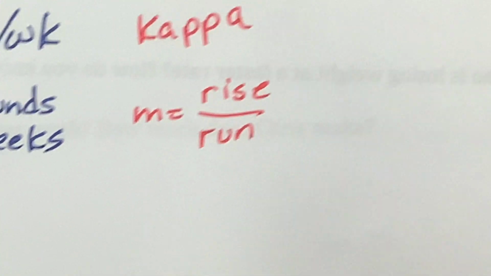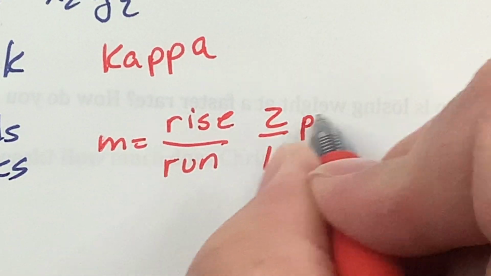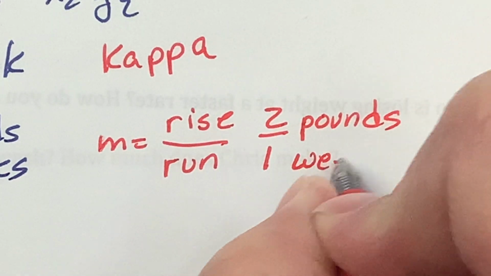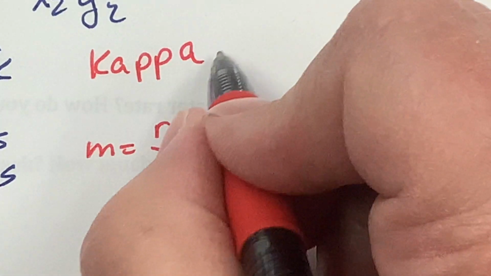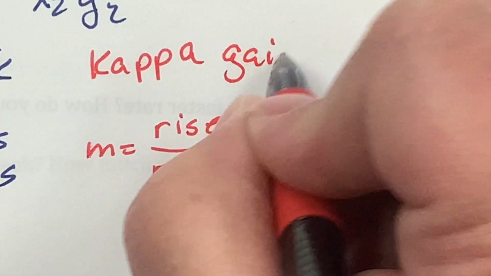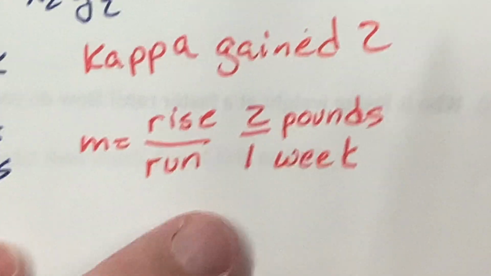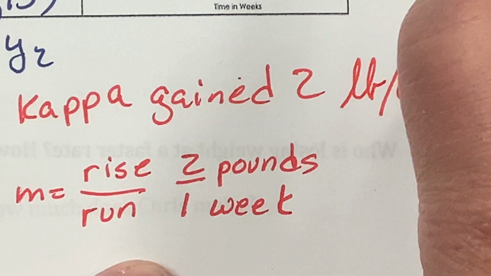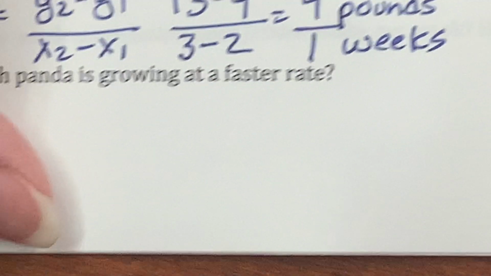Got to know what the boxes mean. 2 over 1. And that's 2 pounds in 1 week. So Kappa gained 2, and remember, LB for pounds per WK for week. 2 pounds per week. All right.